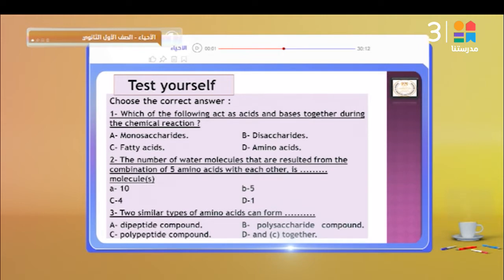The number of water molecules resulting from the combination of 5 amino acids with each other is how many molecules? 10, 5, 4, or 1. Why? Five amino acids connected together by removal of 4 molecules of water: one OH from a carboxyl with the H from the next amine group. So the total number eliminated when combining 5 amino acids together is 4 water molecules. The right answer is 4.